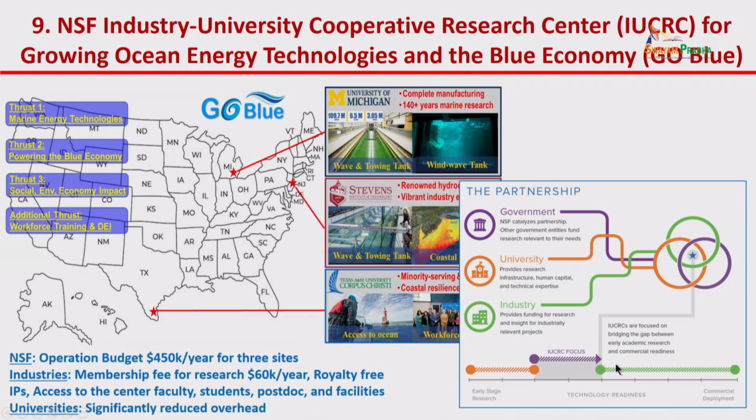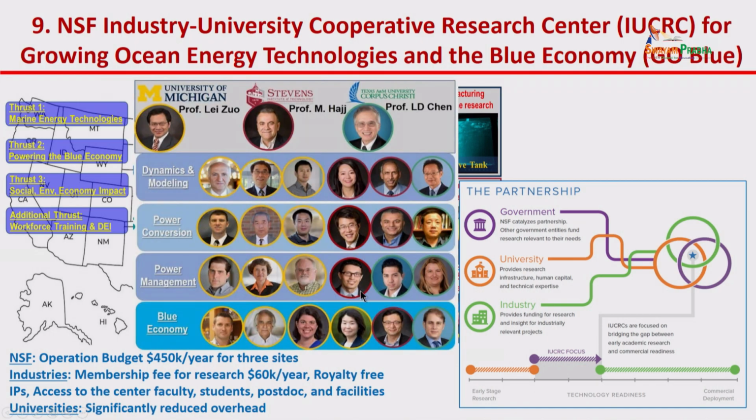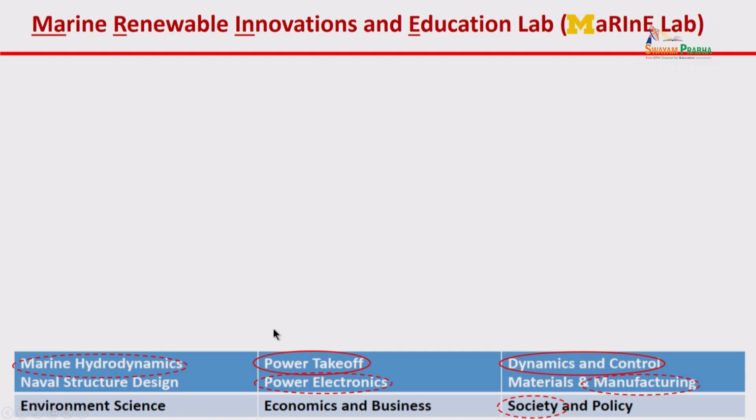University is usually here, industry here. Many university research projects just publish a paper, then die, right? We want to bridge the gap. Here we look into the problem. We have about 40 core faculty members from 3 universities. We look into dynamics and modeling, power converter and storage, power management, and then how to work on the environment and society side to power the blue economy. So overall, wave energy is really multidisciplinary research, right?